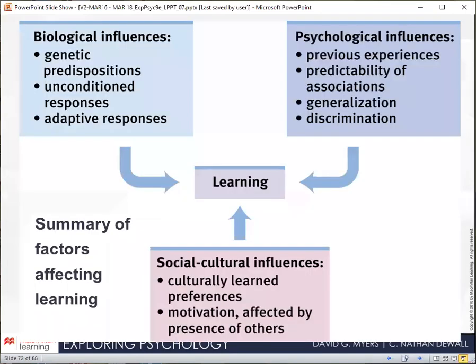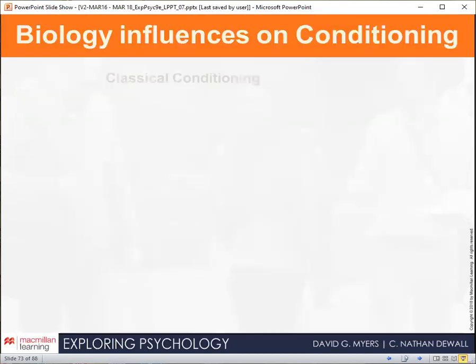So first, when we talk about learning, we need to understand, again, the biopsychosocial levels of analysis: that there will be biological influences, genetic, unconditioned responses, adaptive responses; psychological influences like previous experiences, predictability of associations; and social-cultural influences, culturally learned preferences, motivation affected by the presence of others, all of which will have some influence on our learning. So learning is a very complicated scenario, involving a lot of factors coming into play. So, looking at biological influences on conditioning.